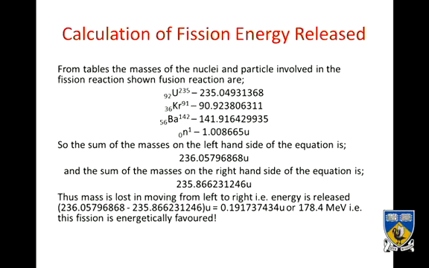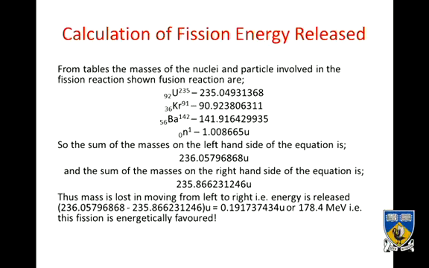And once again, I give you all the masses. Here's uranium-235, nuclear mass, krypton, and barium, and neutron. So the sum of the uranium and the neutron on the left-hand side is a certain number of mass units, and the sum of the krypton and the barium on the right-hand side is that, and you find out that mass has been lost again.